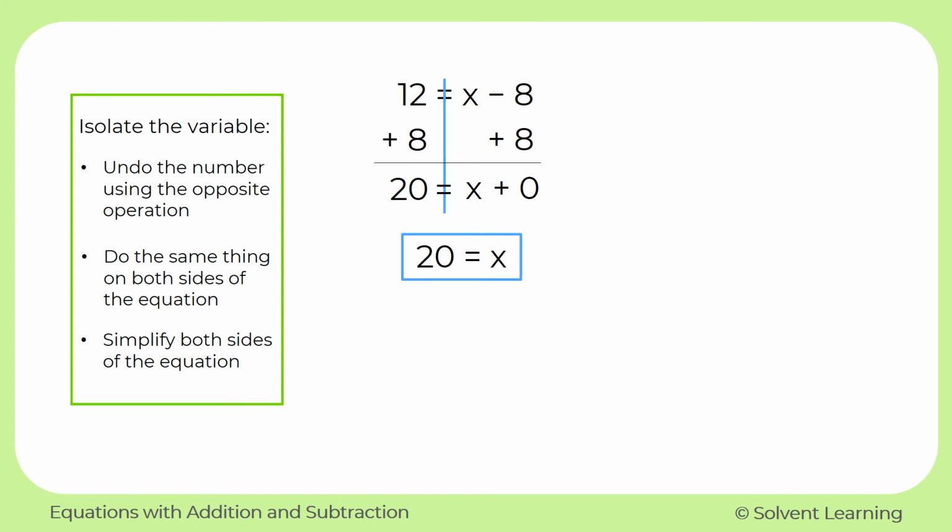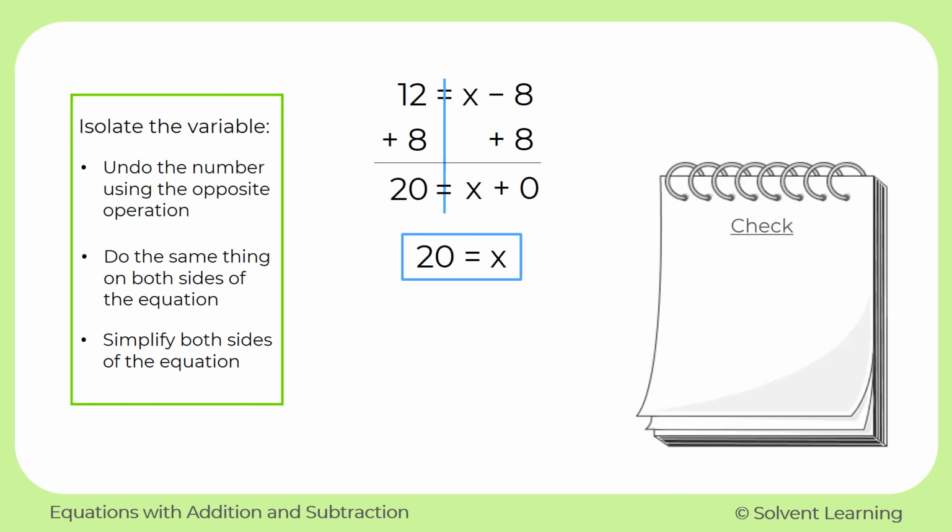And it is solved now. We have the number on one side by itself, we have the equal sign in the middle, and the variable by itself on the other side. Even though our variable x is on the right side, it's still okay because it is by itself.